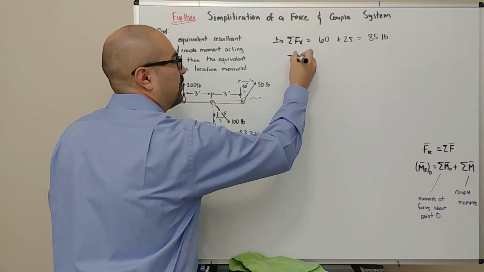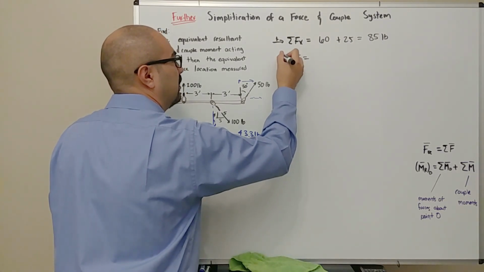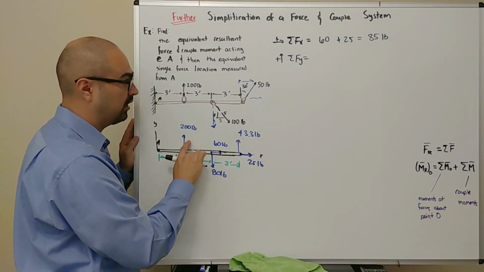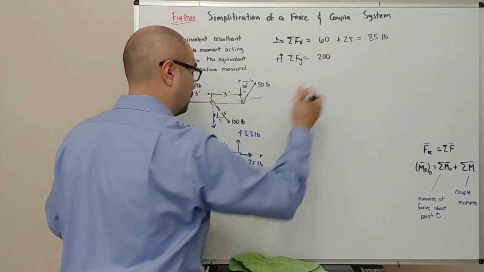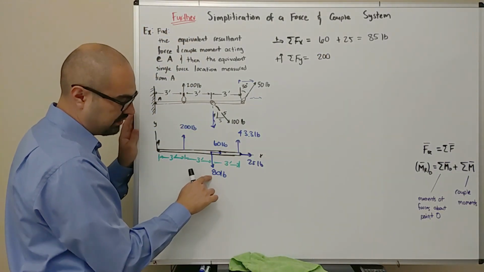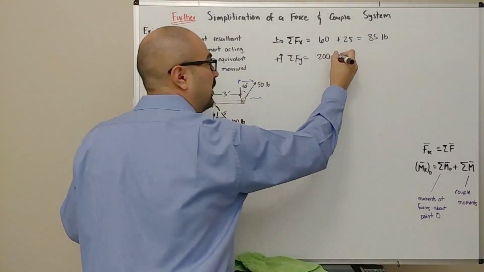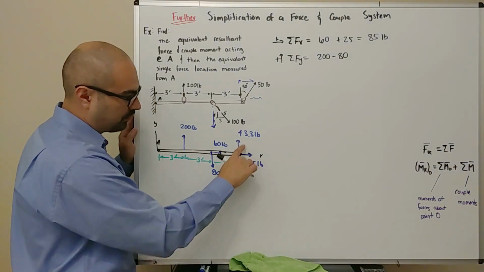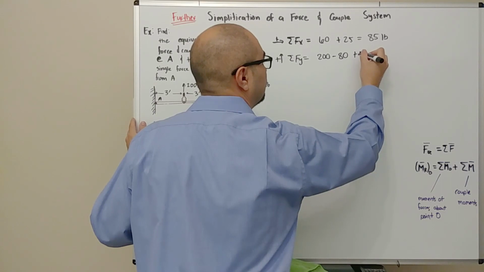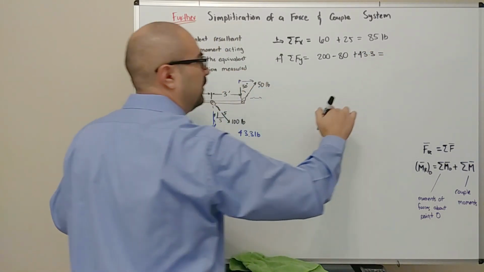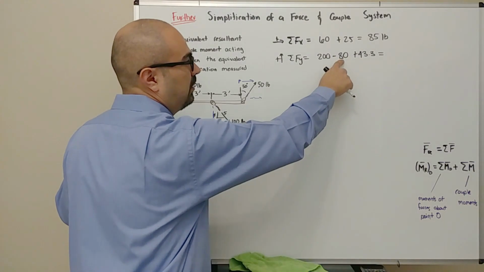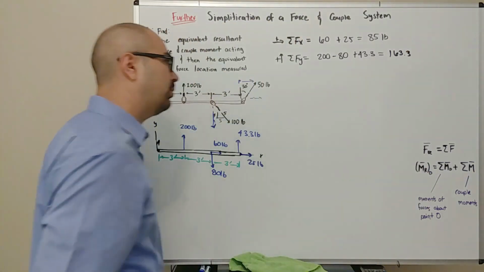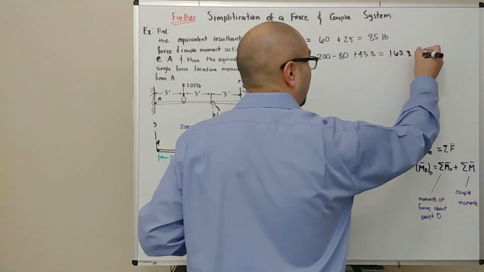Now let's go ahead and do the sum of the forces in the y direction. Again, anything that points up is positive. I'm going to sweep again from left to right. First one that I encounter is this one, 200. Because it points up, it's going to be positive. This guy over here, the next one, which is pointing down, is going to be negative. So minus 80 plus 43.3. This is going to be equal to 200 minus 80 is 120 plus 43.3 is 163.3. The unit is going to be pounds.